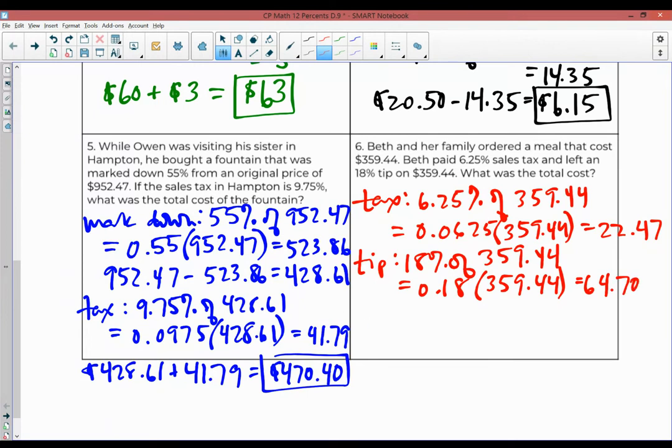So now we have the meal itself, $359.44 plus the tax, $22.47 plus the tip, $64.70. We add that all together. That is very expensive. Beth's family's got some money, or it was a special occasion. I don't. The total is $446.61.